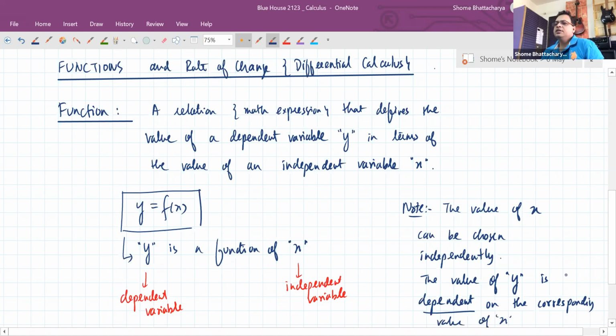Okay. Now you might say that if we select some value of y, then we can use the formula of the function to calculate the value of x also. So then why is x not the dependent variable? I will say that yes, that's true, but it's a matter of convention.